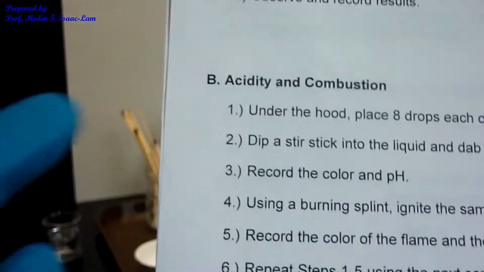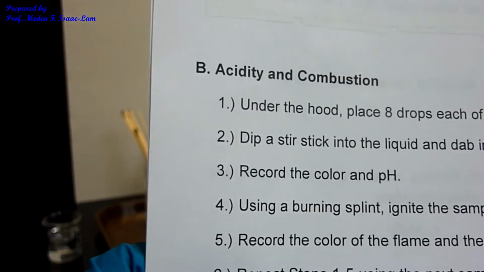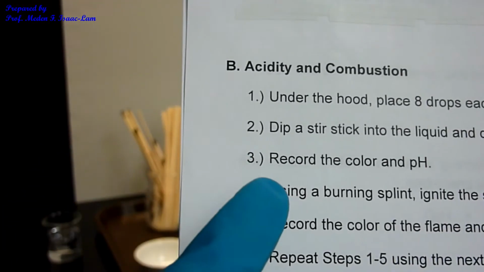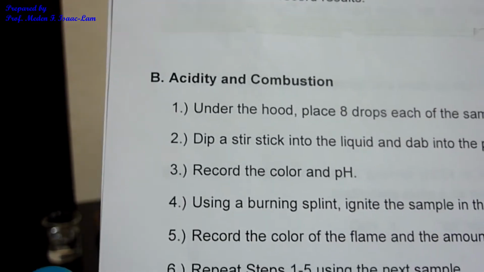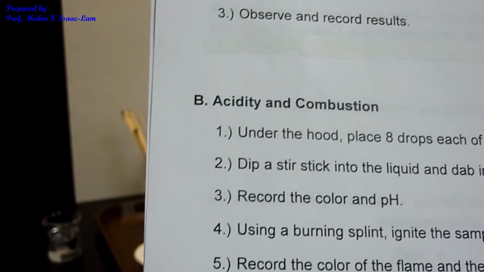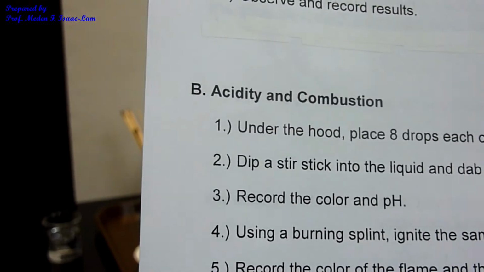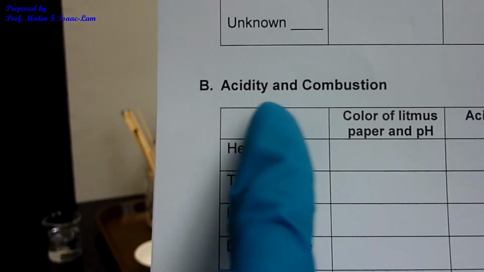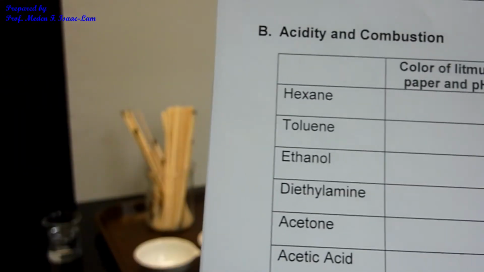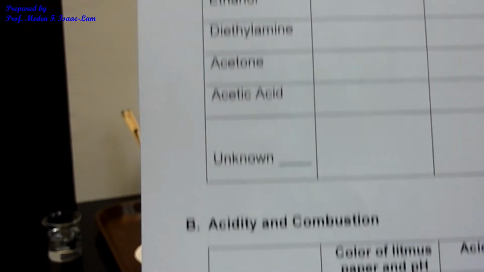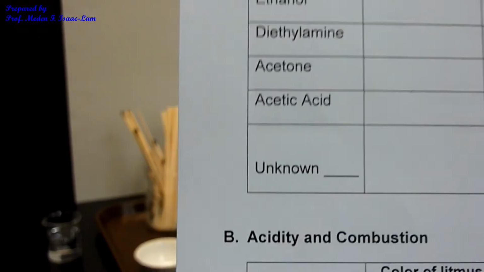Part B is now acidity and combustion. So we're going to test the acidity of the sample using a pH paper, and then we are going to test the flammability of each of the samples, including the unknown, using a burning splint. And then you are going to write down the observations in this table. Acidity and combustion. So again, the same samples, and then write down the unknown number that you had on part A, the same unknown.